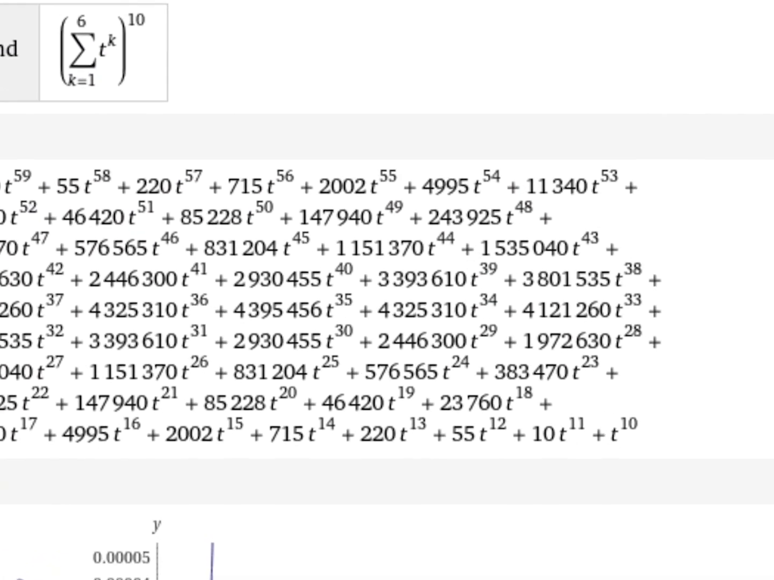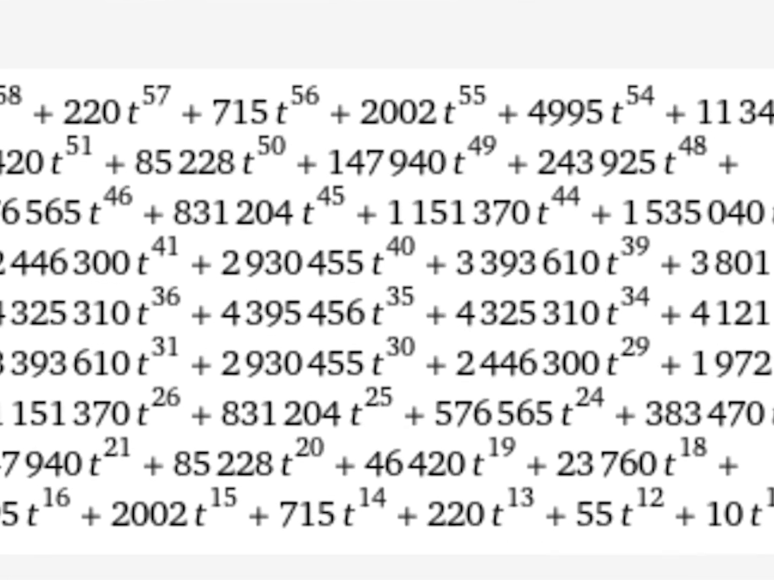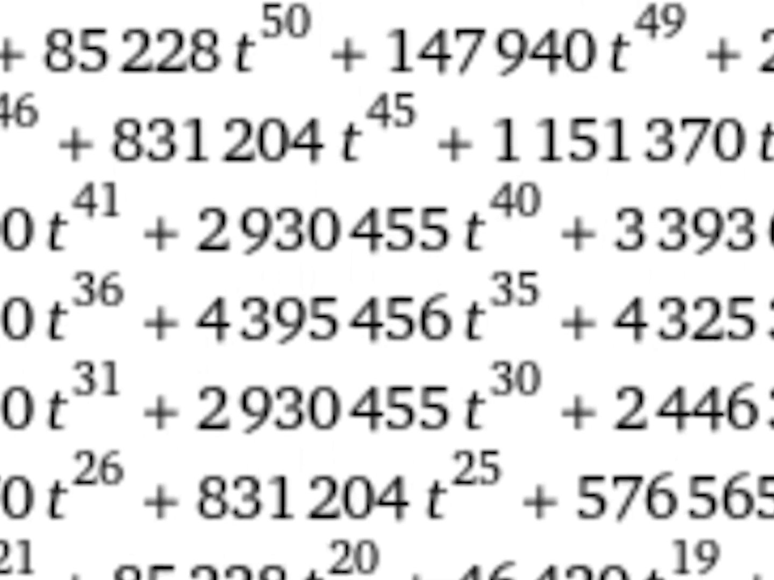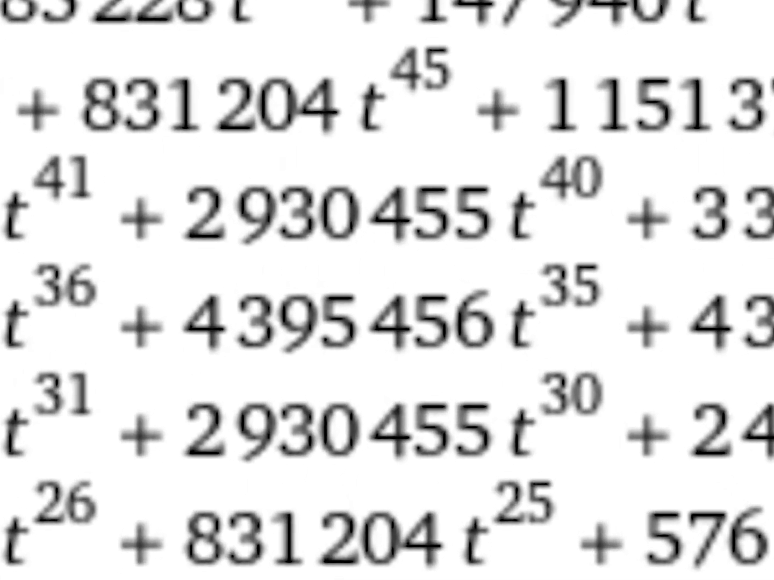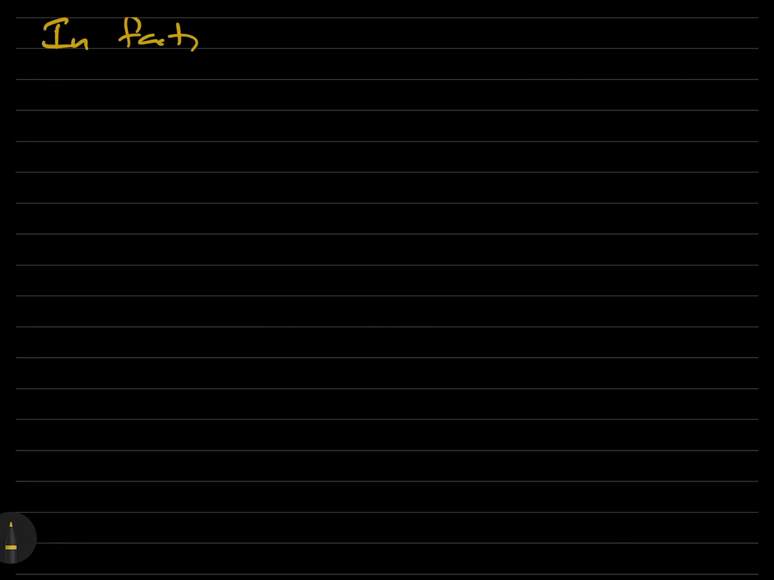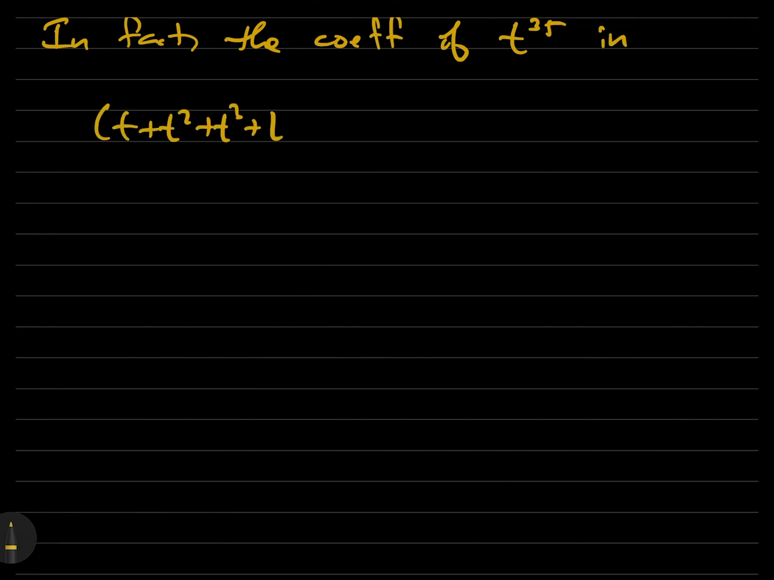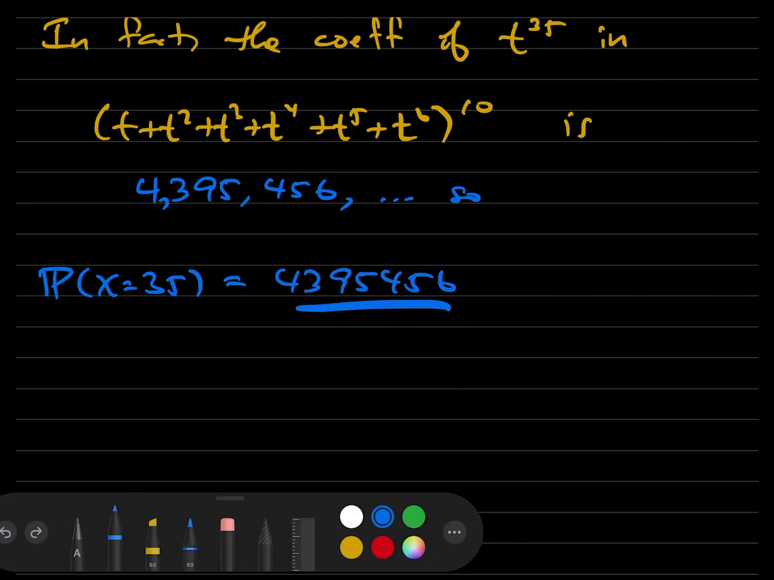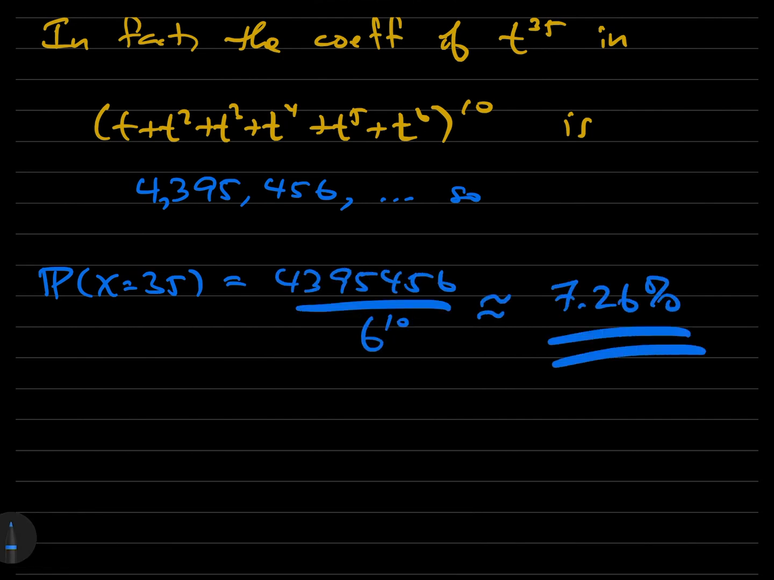The computer tells us, for example, that the coefficient of t to the 35 in this polynomial is exactly 4,395,456. Therefore, the probability that X equals 35 is that 4 million number divided by 6 to the 10th, which is about 7.26%.